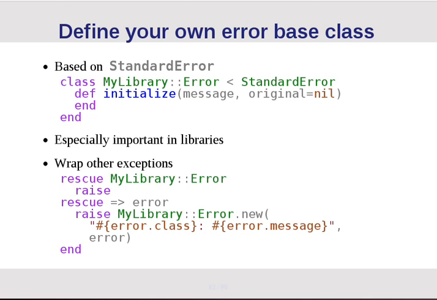And if you want to make sure that you comply with this rule, one thing you can do is just at the top level calls in your library, you can have clauses like this that catch any non-library exceptions and wrap them in a library exception.